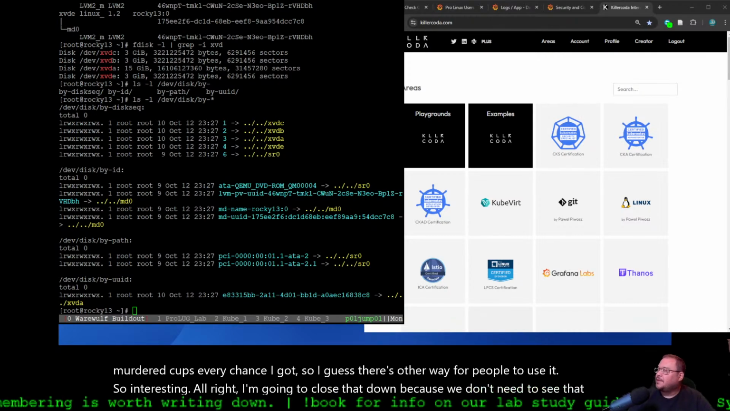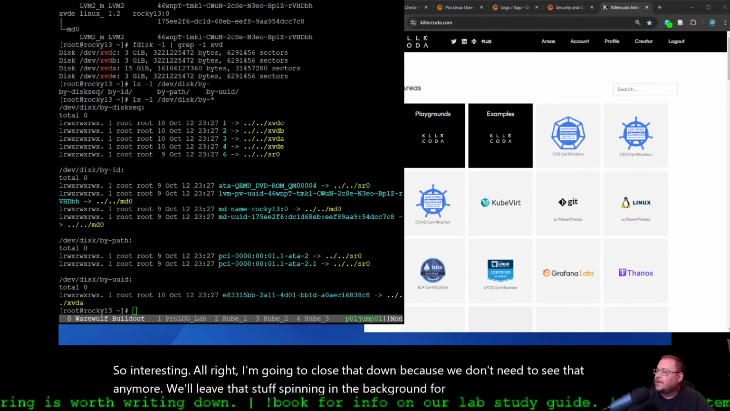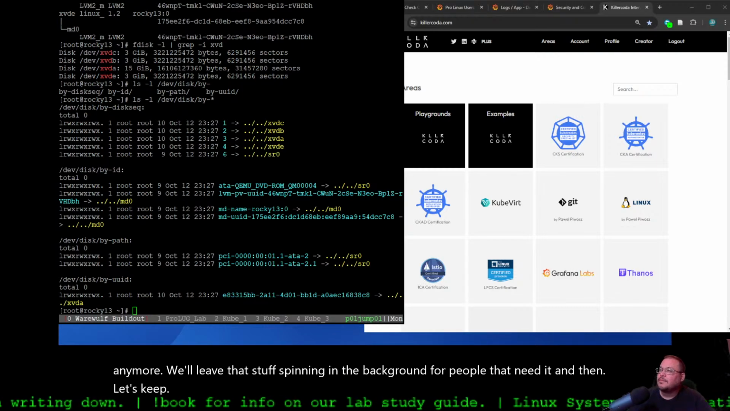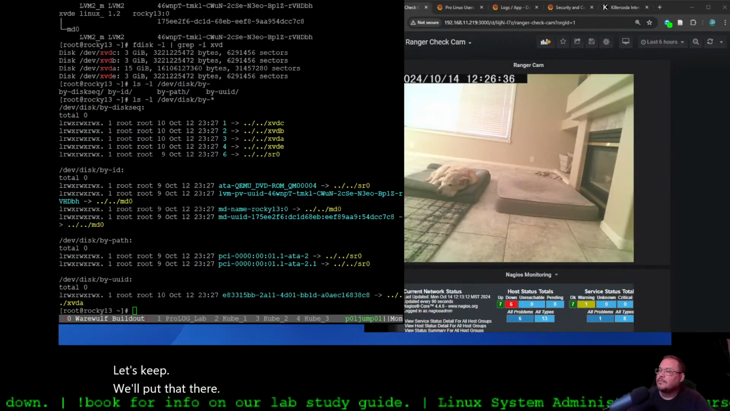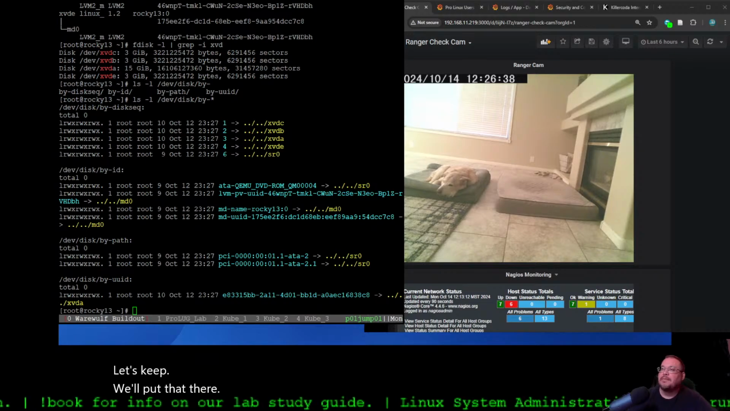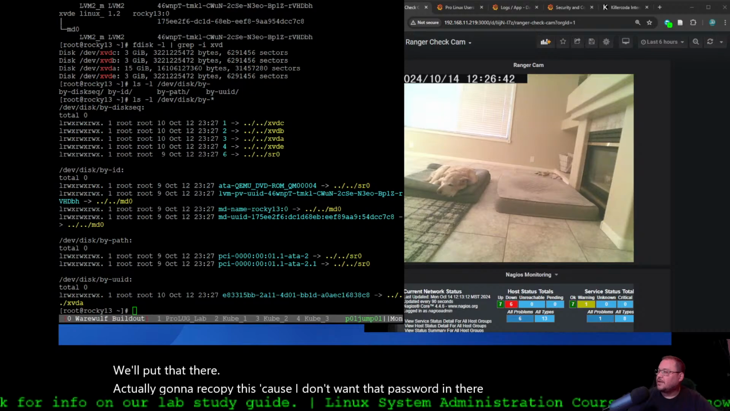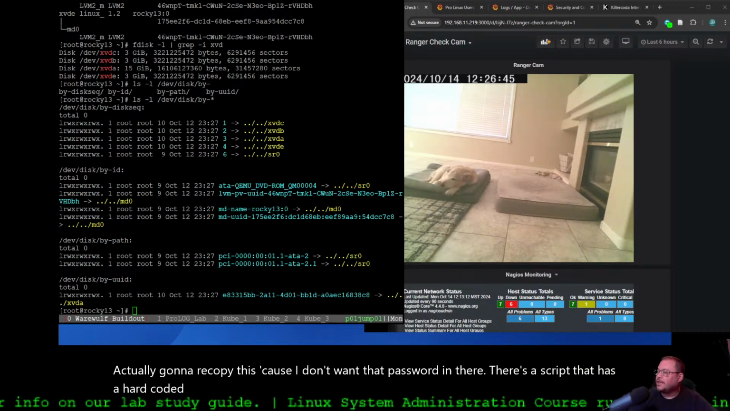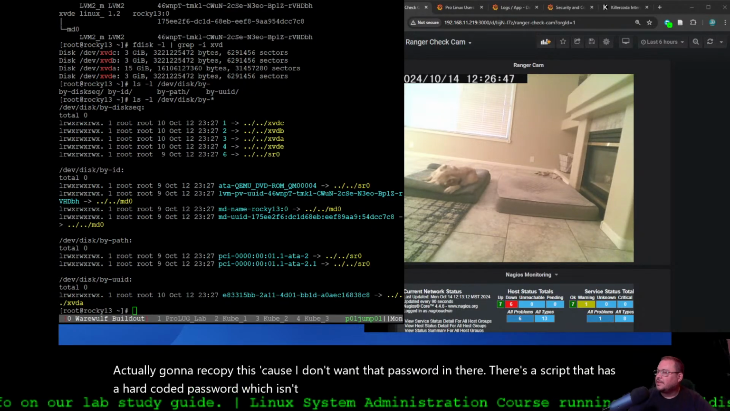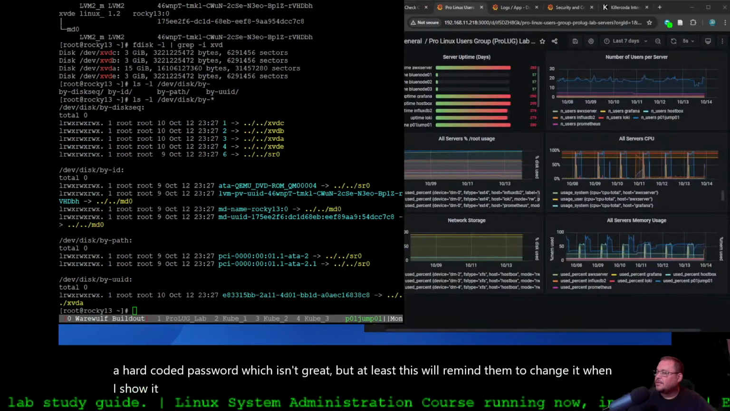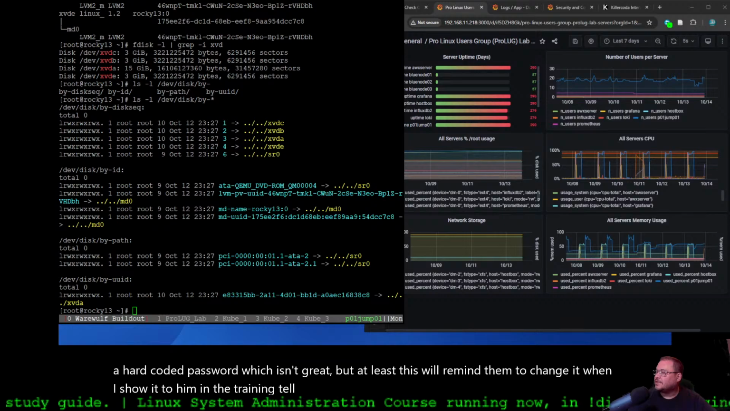We'll leave that stuff spinning in the background for people that need it. I'm actually going to recopy this because I don't want that password in there. There's a script that has a hard-coded password, which isn't great. But at least this will remind them to change it when I show it to them in the training. I'll tell them, make sure you change that because that's not the right password anymore.